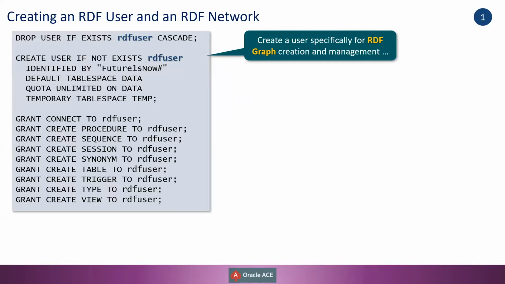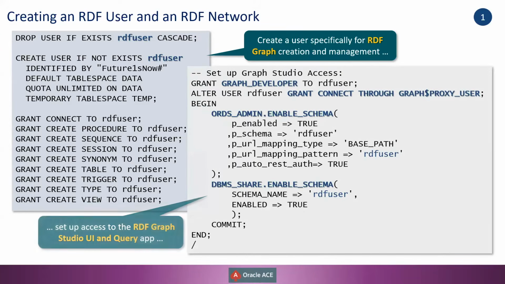So the first thing I'm going to do is create a new user, RDF user. Can name it anything. Could be Honeychild. It doesn't really matter. But I'm going to grant it some basic standard grants, make sure I've identified it with a password and so forth. A couple of key things I'm going to do here is also grant it the graph developer privilege, and I'm going to give it Graph Connect through Graph Proxy User and give it ORDS privilege, right? Oracle REST Data Services privilege. So you'll see why I'm going to use something called the UI and the query and UI server for graphs.